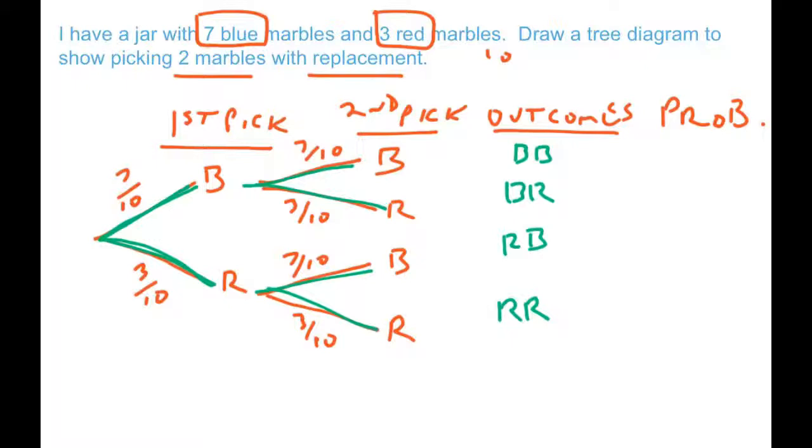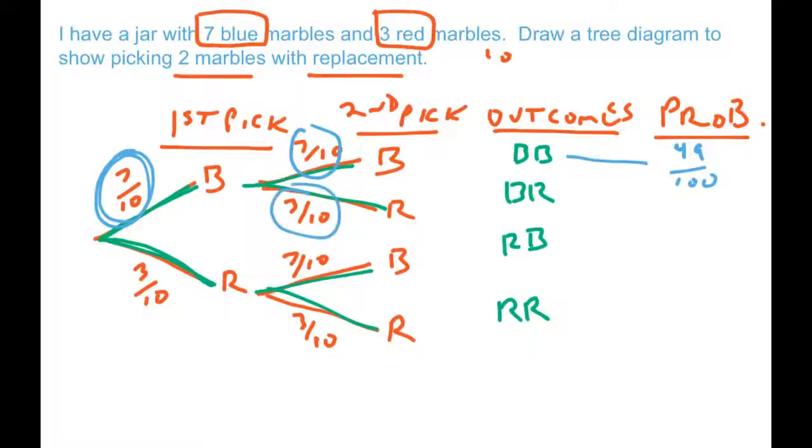Alright, my last column is my probability. I ran out of room, so I'll abbreviate that. Alright, to get probability, I just multiply the probabilities of each branch. So blue, blue. I've got this 7/10 and this 7/10. Multiply them together, I get 49 100ths. Okay, that's blue, blue. Blue, red. That's the 7/10 blue and the 3/10 for red. Multiply those together, I get 21 100ths.